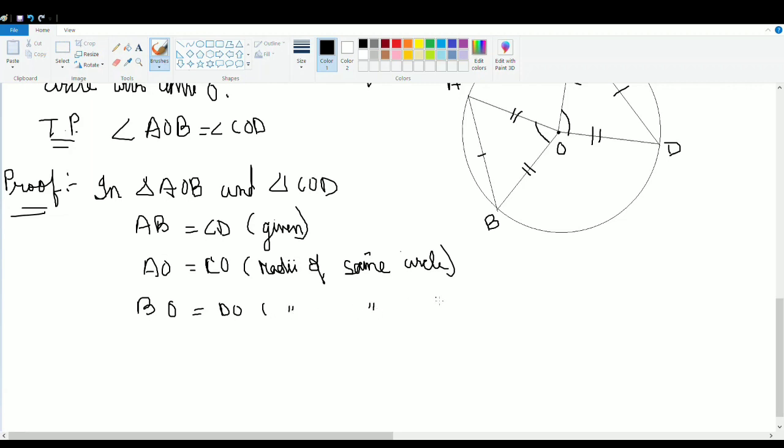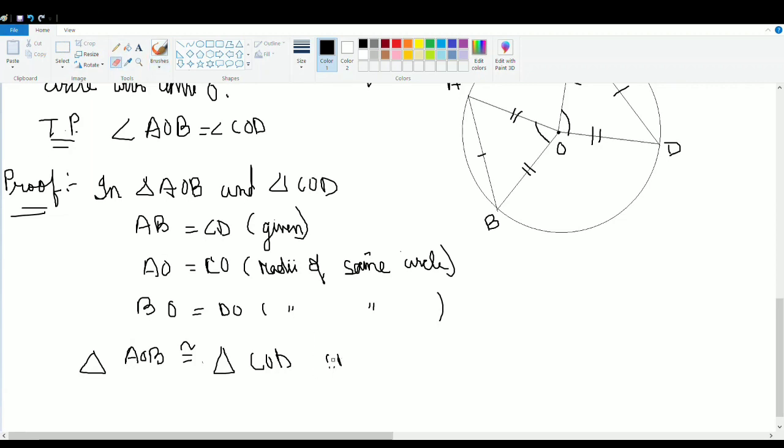Same condition. So what we can say is that triangle AOB is congruent to triangle COD. Sorry, let's erase this one. Let's write it in a good way. So it's triangle COD. So this is congruent. Sorry. The rule, we have to write the rule here.